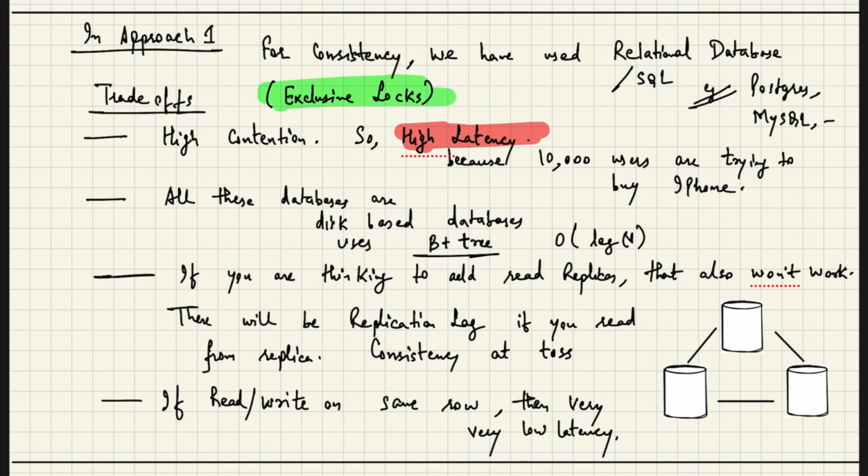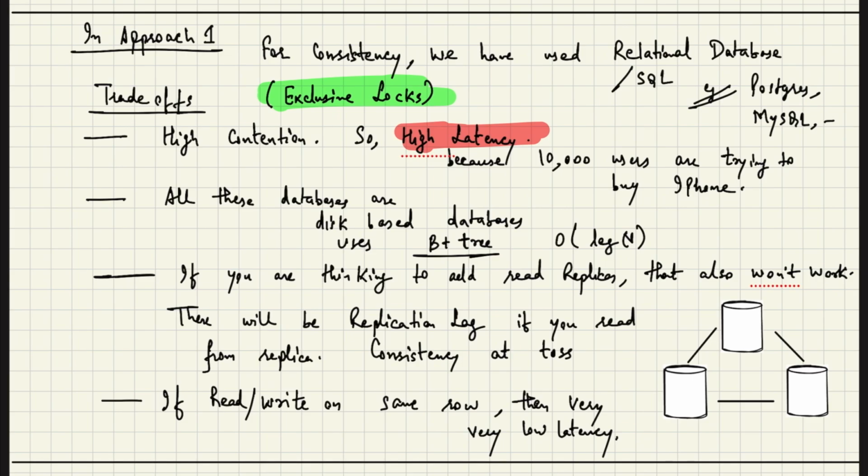Now let's move further and discuss how databases are built internally. All these databases are disk-based databases, which use a B+ tree, and the time complexity for operations is usually on the order of log n in the average case, right? But there are also retrievals and also updates.